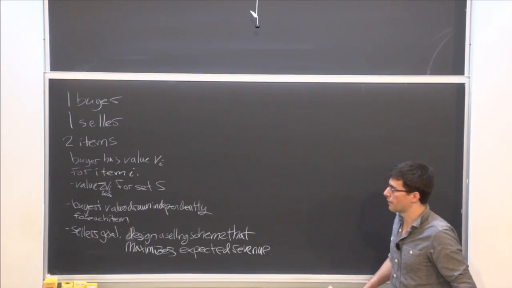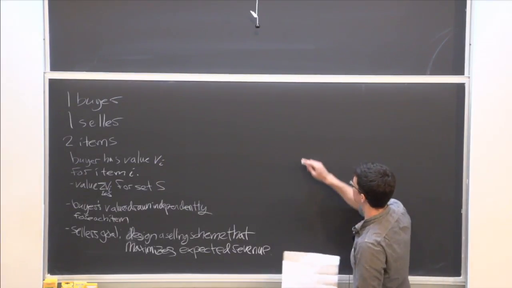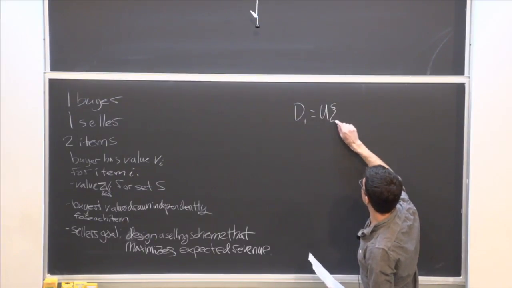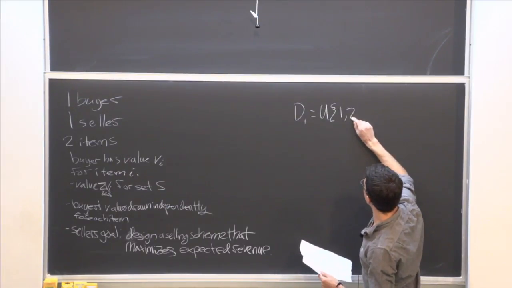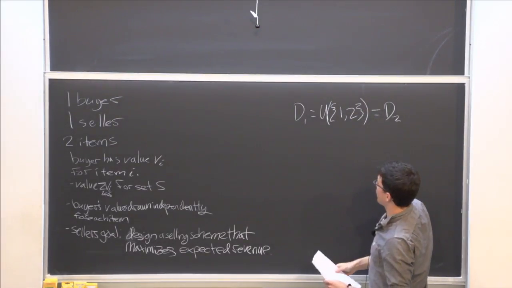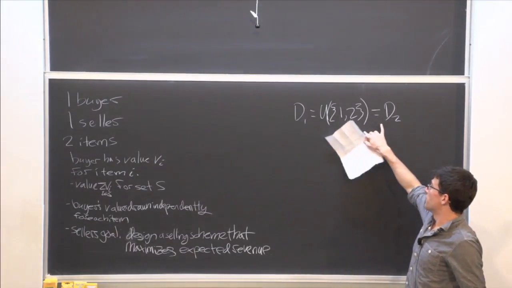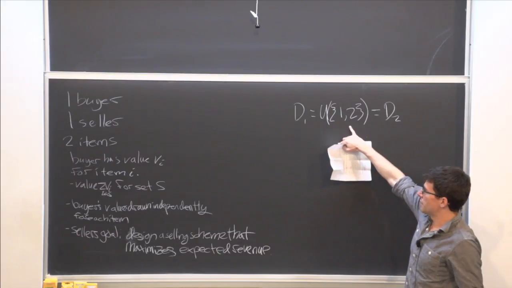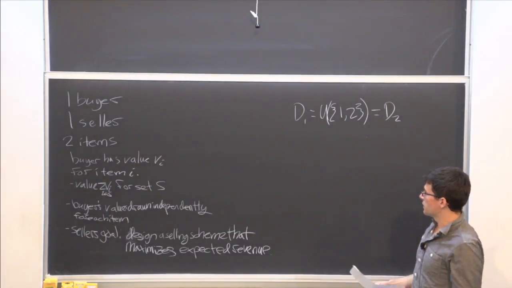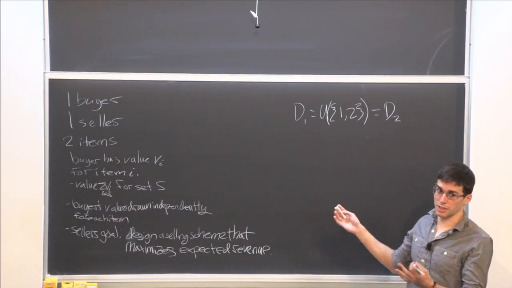Is that okay? So let's just do some examples. Let's say that the first example, the buyer's value for each item is drawn independently and uniformly from the set {1, 2}. And we can try to reason about what the optimal mechanism, or the optimal selling scheme, would be.